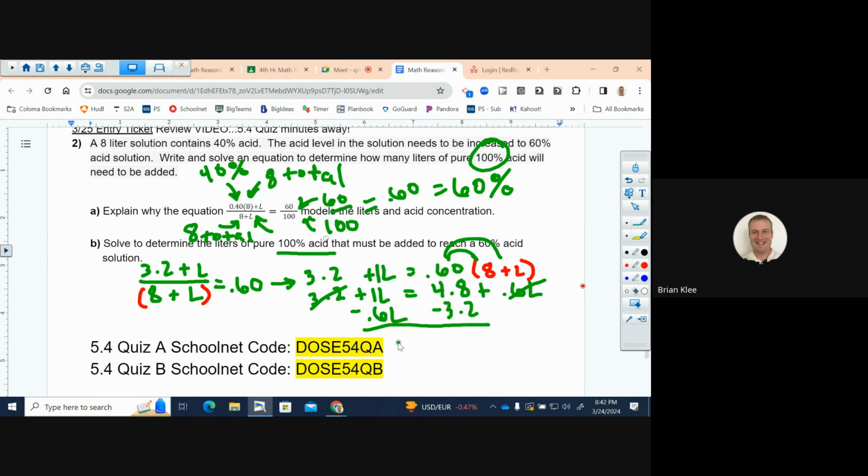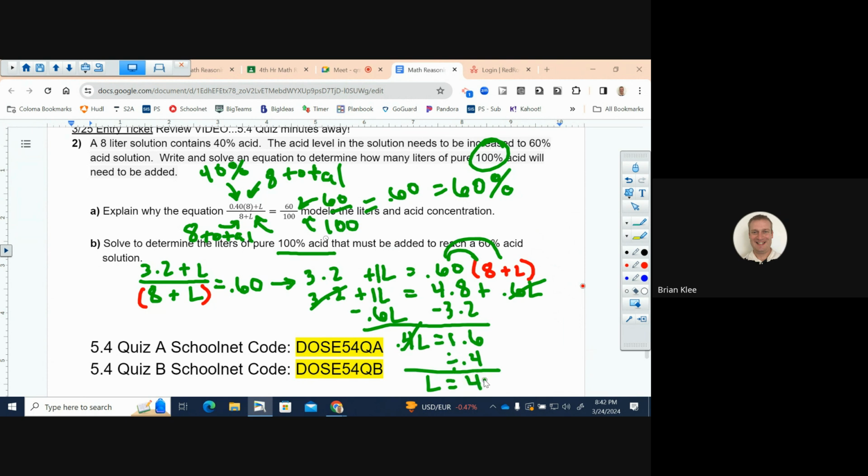1L minus 0.6L, on your calculator or your mental math, is 0.4L. 4.8 minus 3.2, calculator and mental math, is 1.6. Last part, divide by 0.4, and you get L equals, I'll double check on a calculator, but it should be 4. It's like 16 divided by 4.